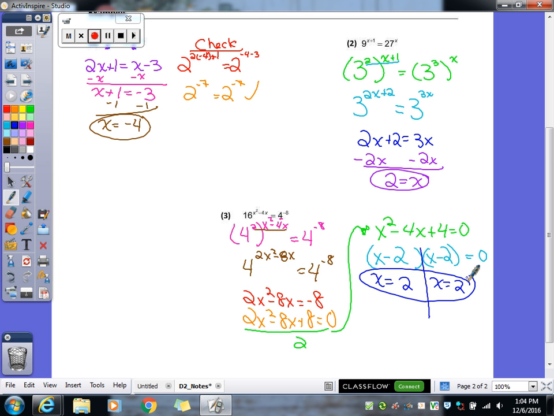So that's our answer. Sometimes if they turn out to be a quadratic, you'll get 2 different answers, and when you check them, they both work. So it's okay if you get 2 different answers on those ones.